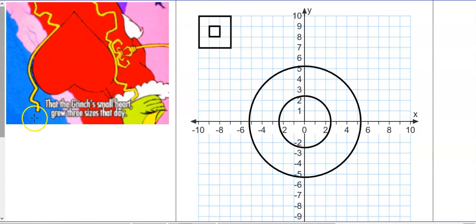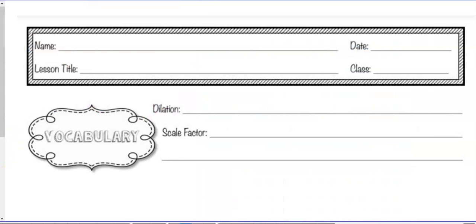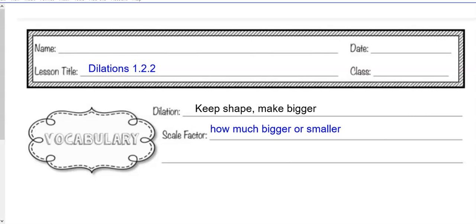Let's go ahead and get started on your notes. You should have the front and back of your notes for this lesson, so we'll go ahead and get started with that. So the name of this lesson is Dilations. If you're in my class and you want the day, it's 1.2.2, first grading period, second week, second lesson, or second day, Tuesday. So I went ahead and put in the definition of dilation.